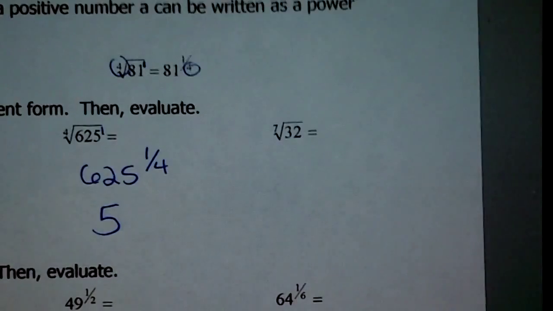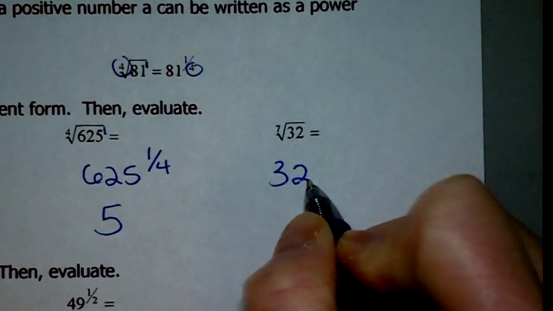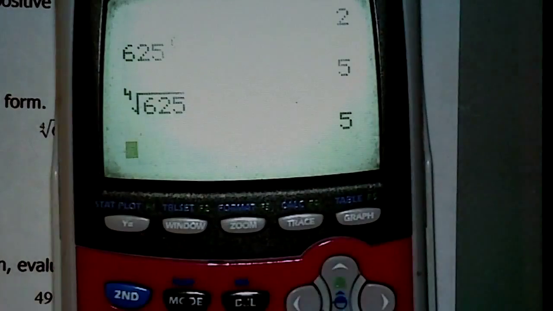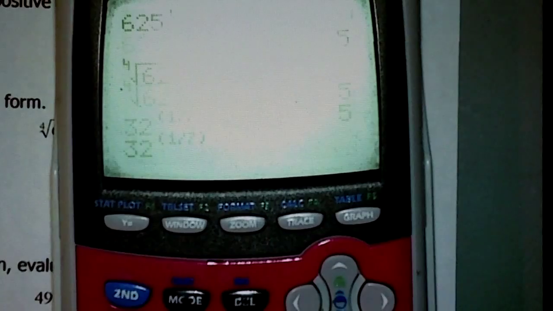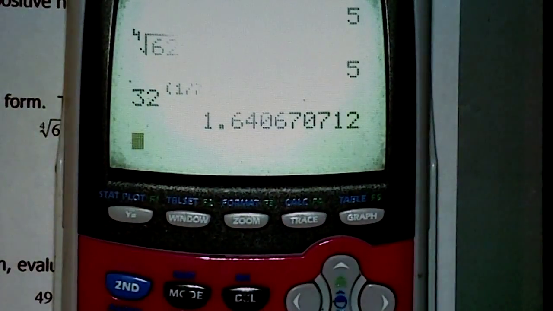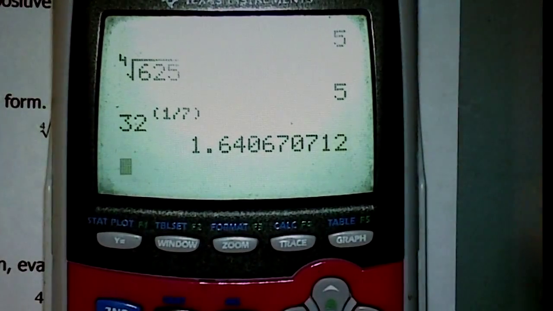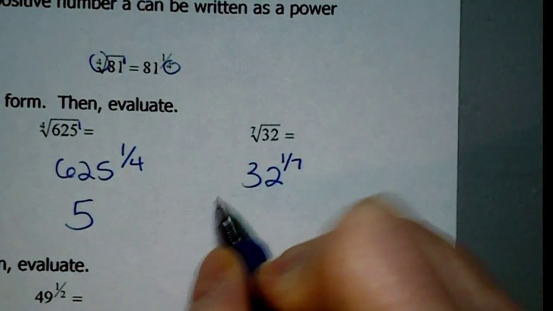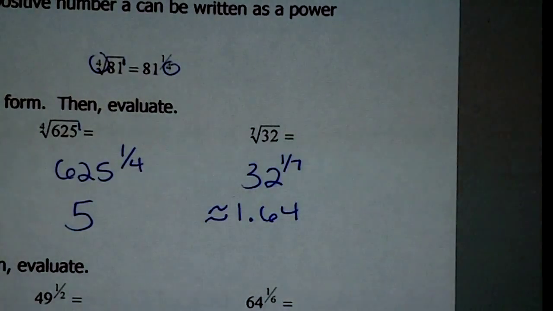The last one, I want the 7th root of 32. To find the 7th root of 32, this means the same thing as 32 to the 1/7, so those are equivalent. And if you take 32 to the 1 divided by 7th power, you get a decimal. That's okay. Let's just round to the nearest hundredths place. So the 4 is in the hundredths place, the number next to it 0. So that is about 1.64 if I were to actually evaluate that.